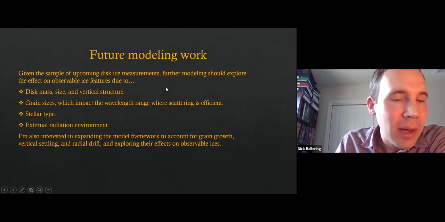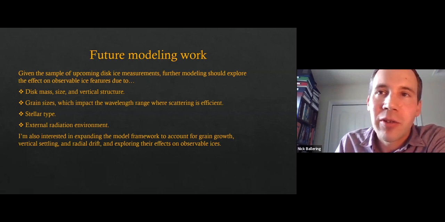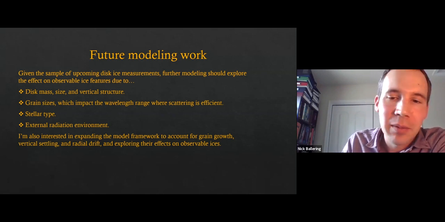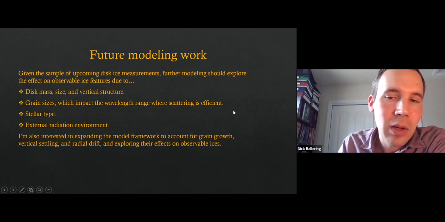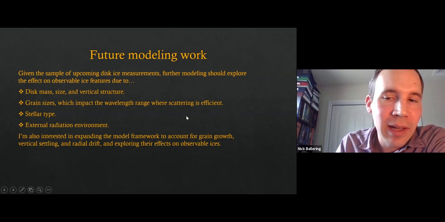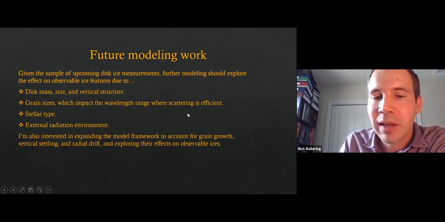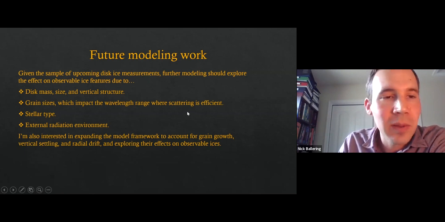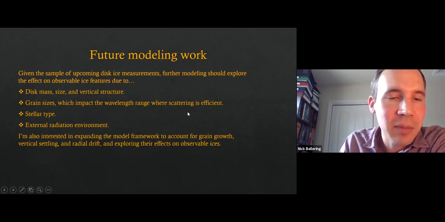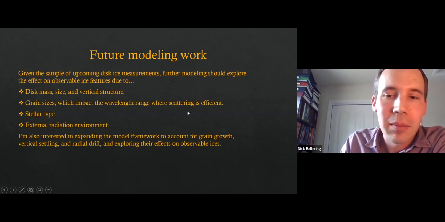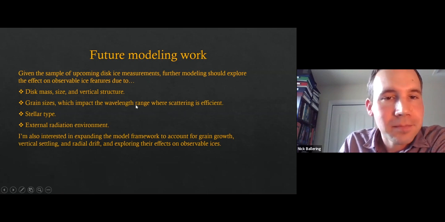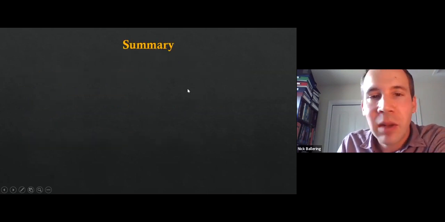One of the limitations of this model is that the model structure, the dust distribution, and the temperature profile were fixed during the chemical evolution. And so potentially finding ways to incorporate effects like grain growth, vertical settling of the dust and radial drift, and couple those to the chemistry, I think would also be a step forward in this process, and see how those types of processes affect the observable ices. So I'll give you my summary.